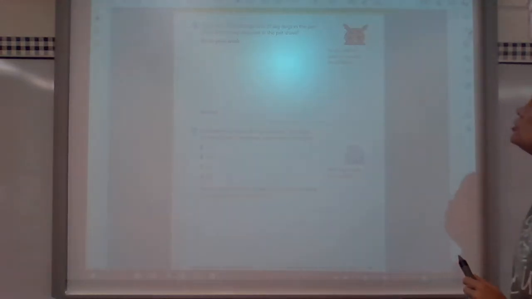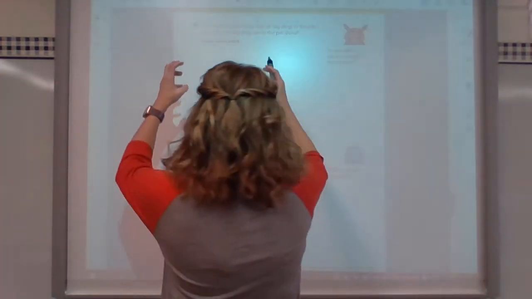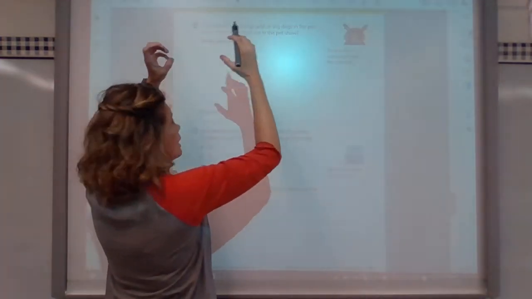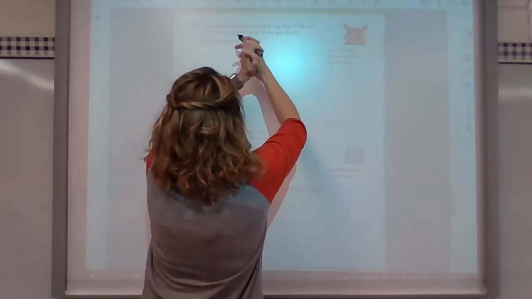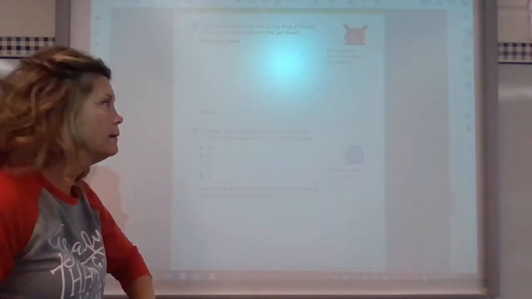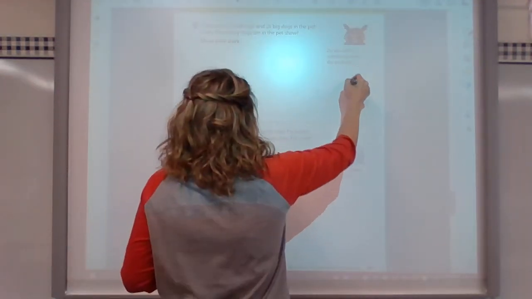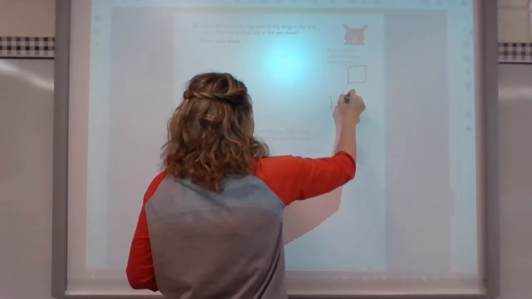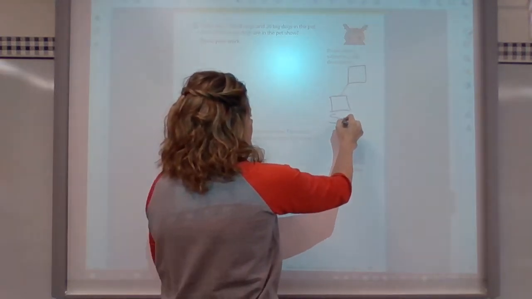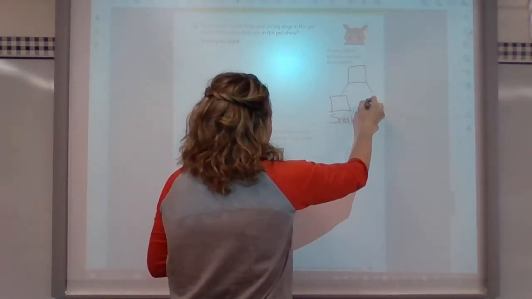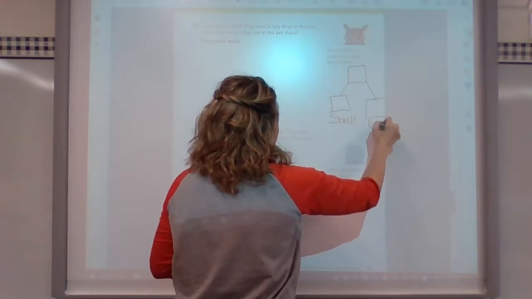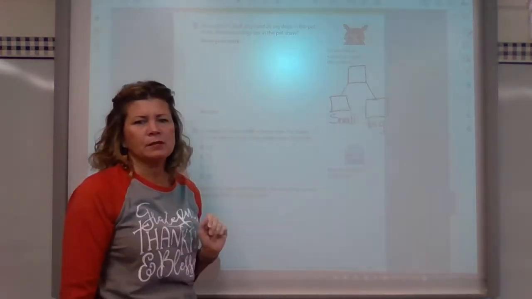How many dogs are in the pet show? Okay, so in this case, we've got small dogs and we've got big dogs, but if we put them all together, we're going to find out how many dogs we have in total. So in my number bond, I'm going to put small and I'm going to put big. I know my small dogs and I know my big dogs.